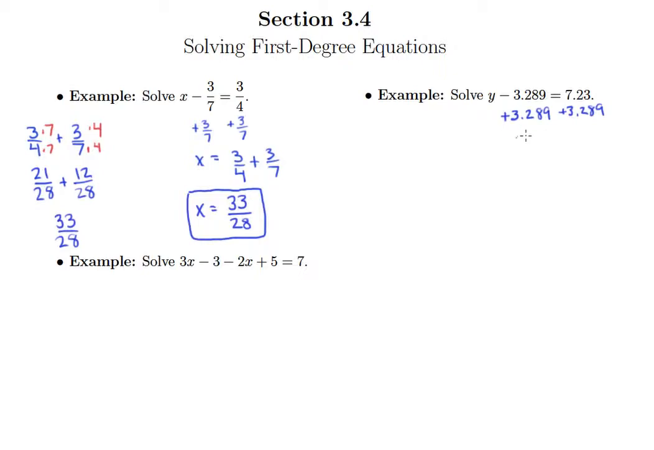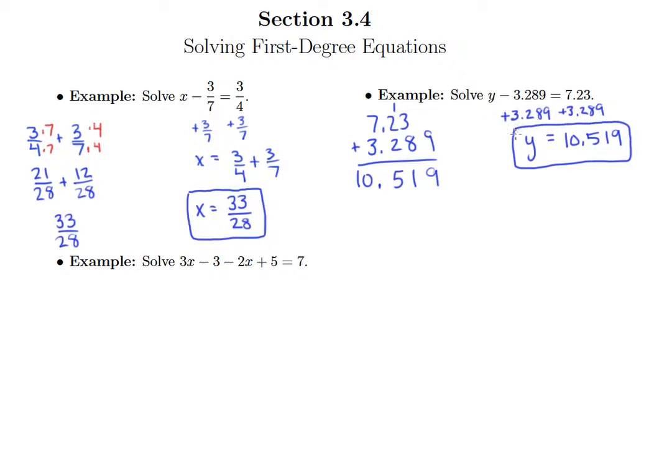So on the left side, all we have left is y. And on the right side, over here, I'll go ahead and carefully do the arithmetic. So we have a 9 and 11, carry the 1. So y equals 10.519.